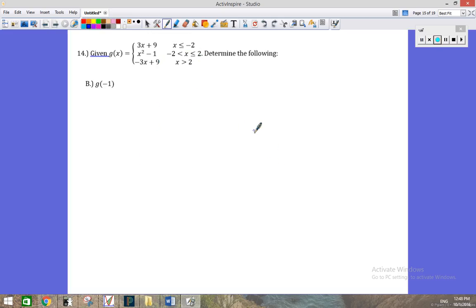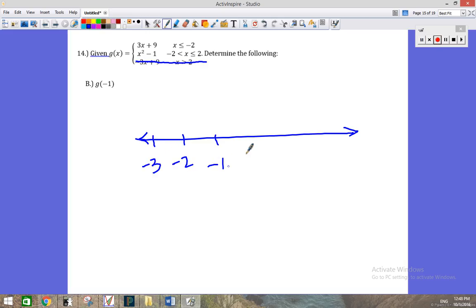Here, again, we have the same piecewise function, but we're asked to evaluate it at a different value. Negative 1. Negative 1 is not bigger than positive 2. I'm not going to use that. Negative 1 is not smaller than negative 2. Think about your number line. Here's negative 2 and negative 3. There's negative 1.